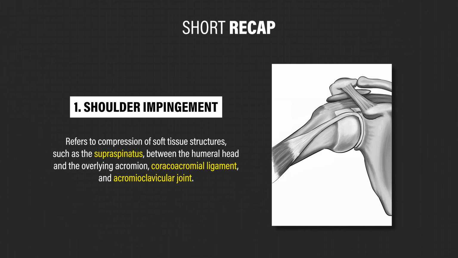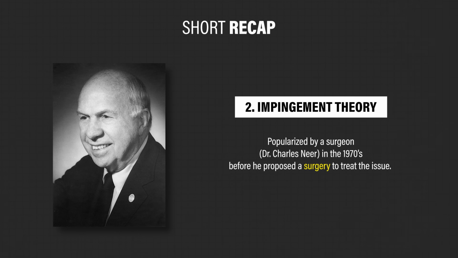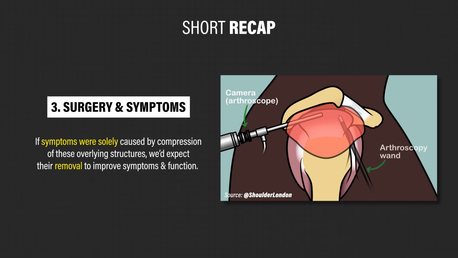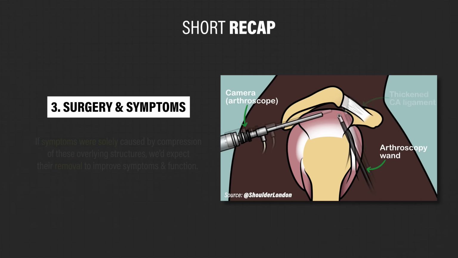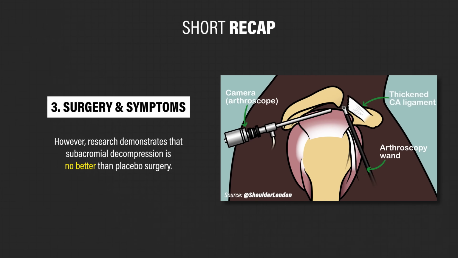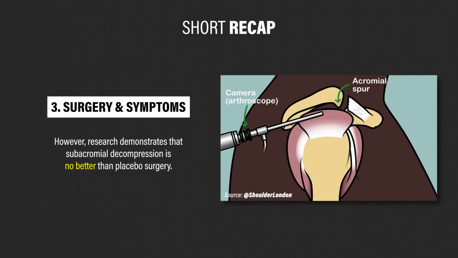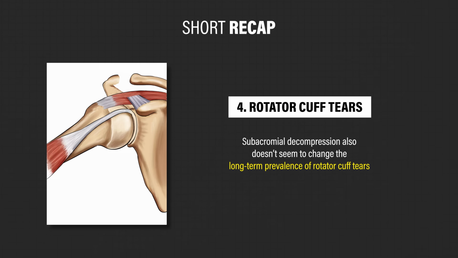1. Shoulder impingement refers to compression of soft tissue structures, such as the supraspinatus, between the humeral head and the overlying acromion, coracoacromial ligament, and acromioclavicular joint. 2. The shoulder impingement theory was popularized by a surgeon in the 1970s before he proposed a surgery to treat the issue. 3. If symptoms were solely caused by compression of these overlying structures, we'd expect their removal to improve symptoms and function. However, research demonstrates that subacromial decompression is no better than placebo surgery. 4. Subacromial decompression also doesn't seem to change the long-term prevalence of rotator cuff tears.